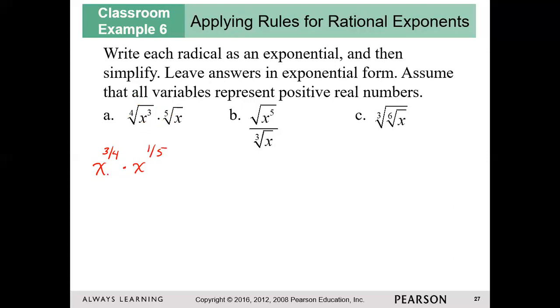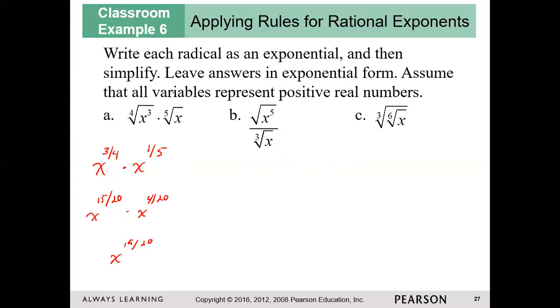And now we are multiplying like bases, which means we're supposed to add these exponents, but we can't do that until we have a common denominator. So this is going to be x to the 15/20, because the common denominator between 4 and 5 is 20. And this will be x to the 4/20, which will be x to the 19/20, which is an answer. But generally, you want to leave your answers in exponential form. So that's good to go.